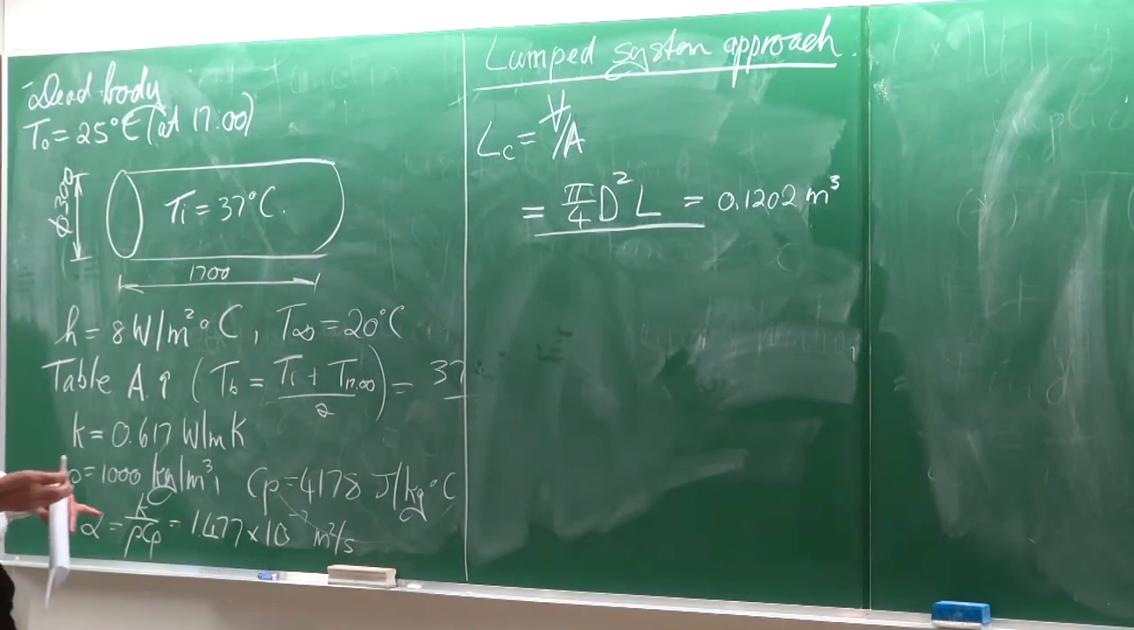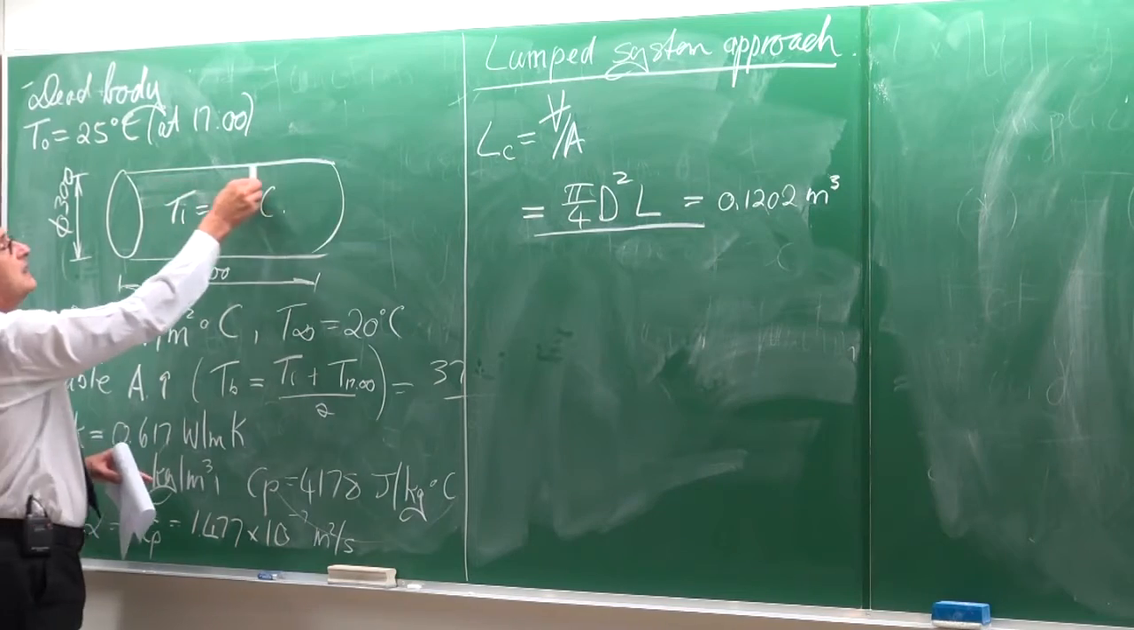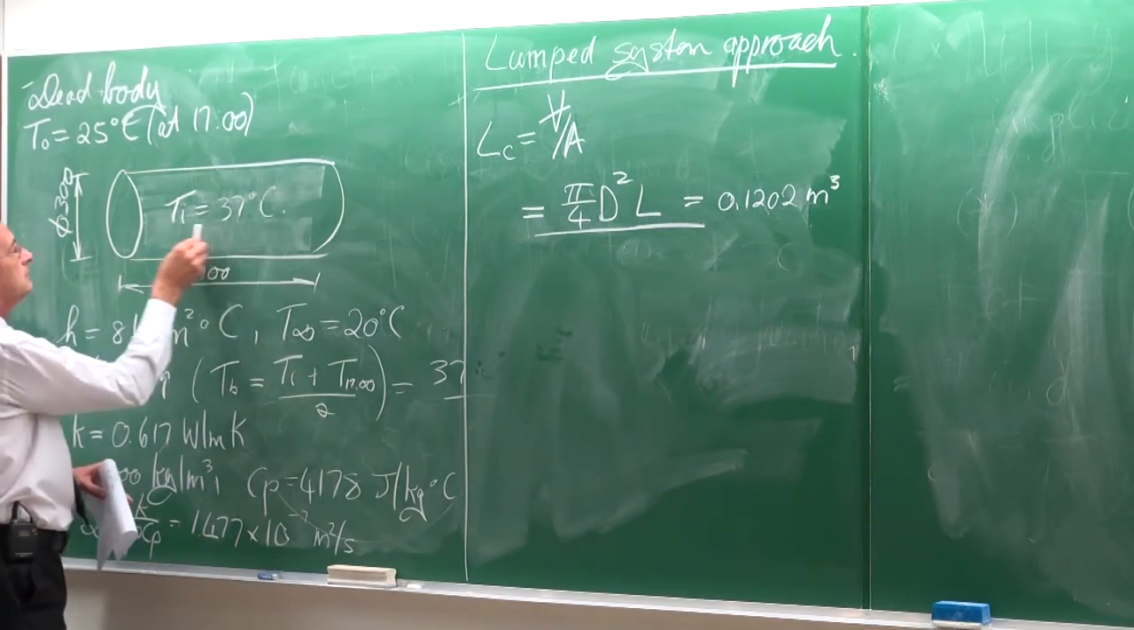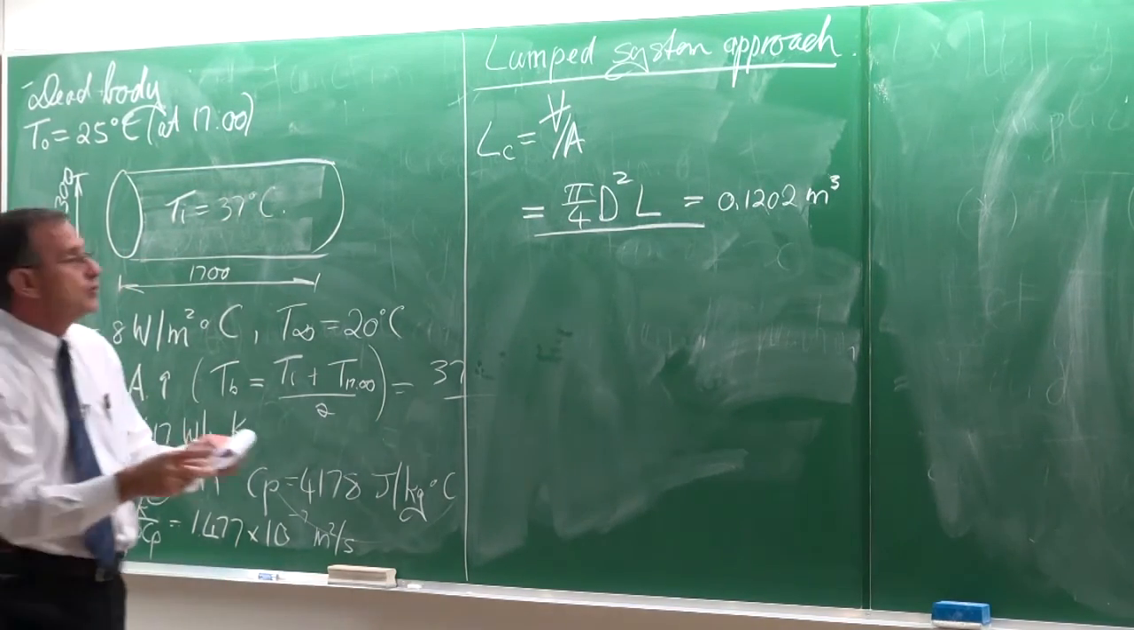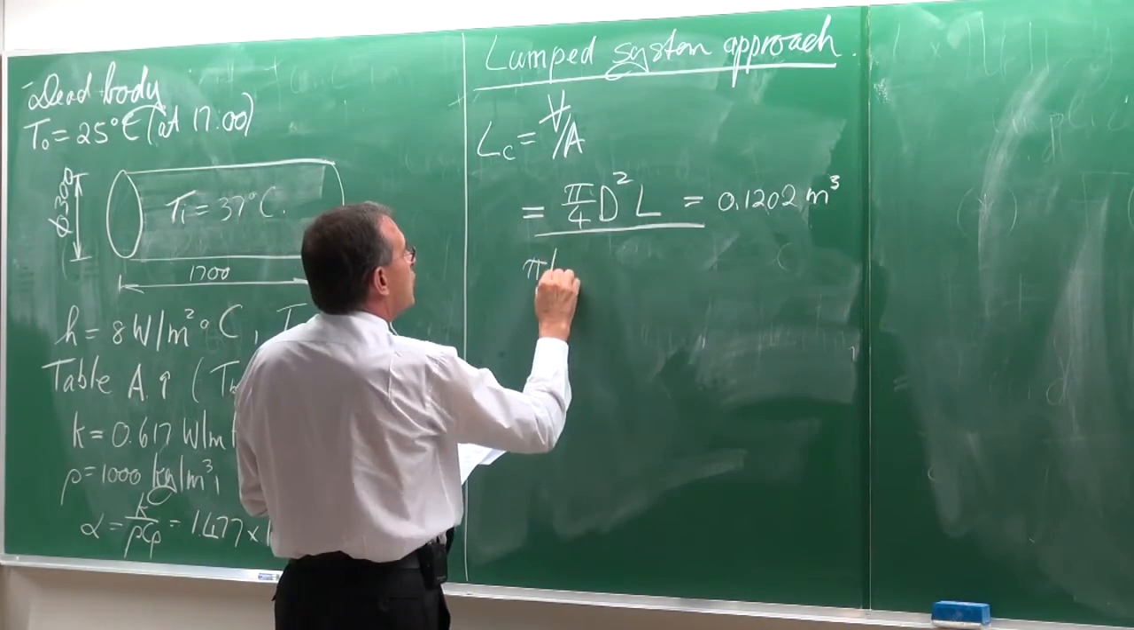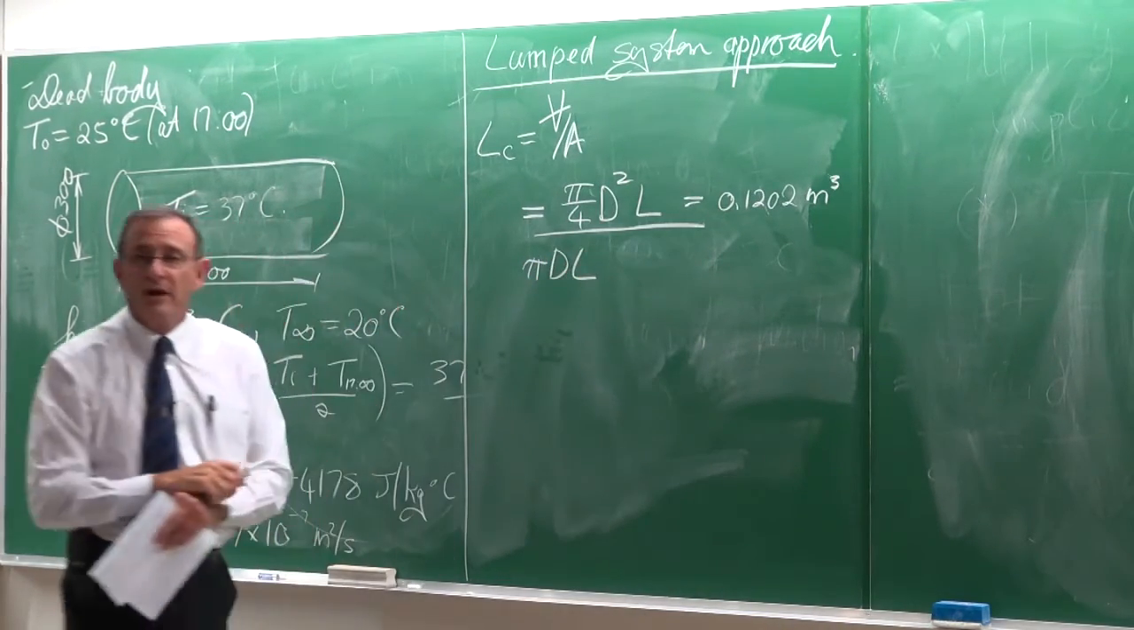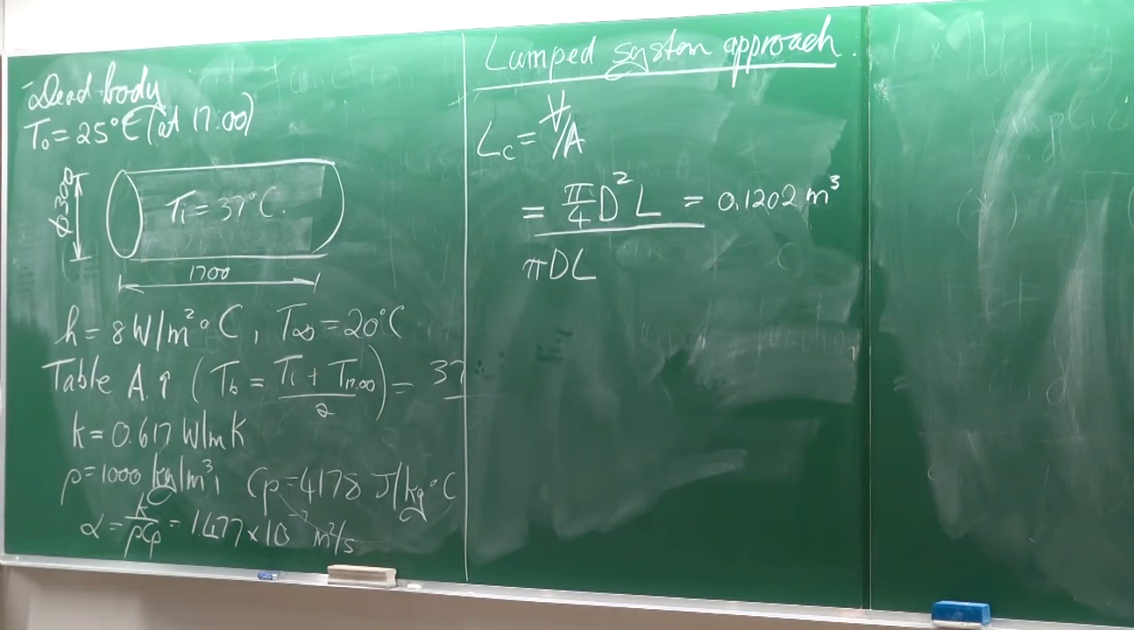What is the surface area of the body? Well, the first surface area is this one here on the outside, which is equal to pi multiplied by d multiplied by L. You agree? It's the outside surface.